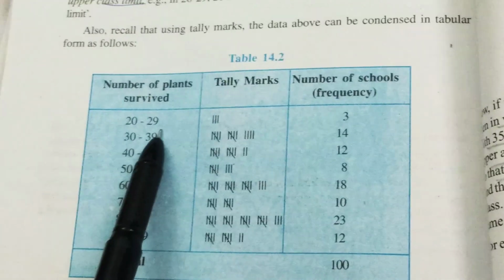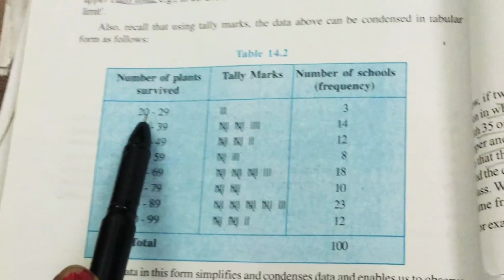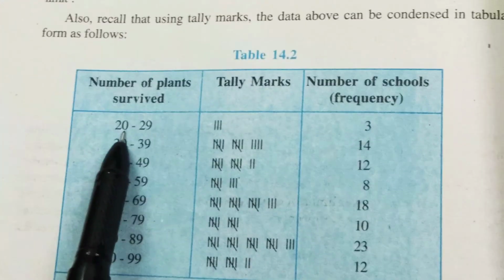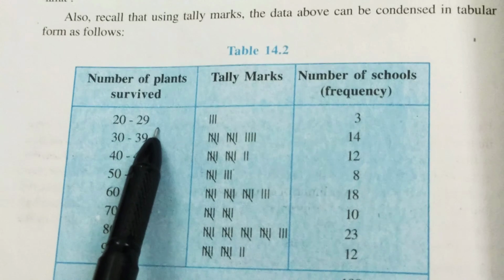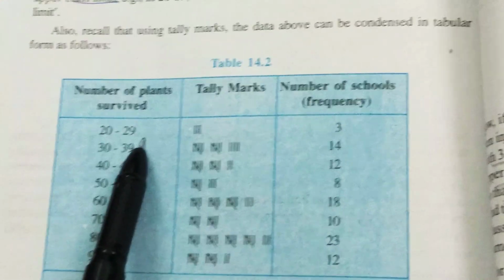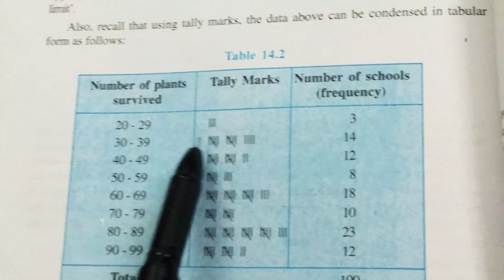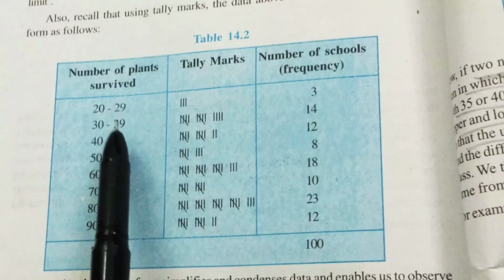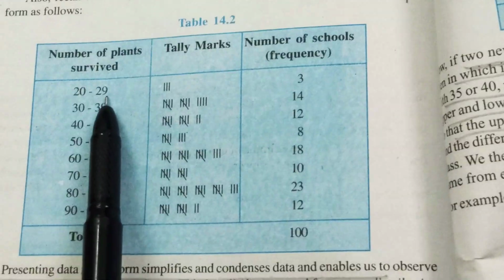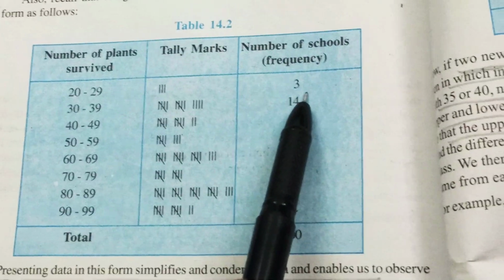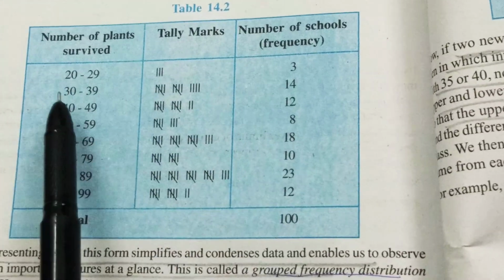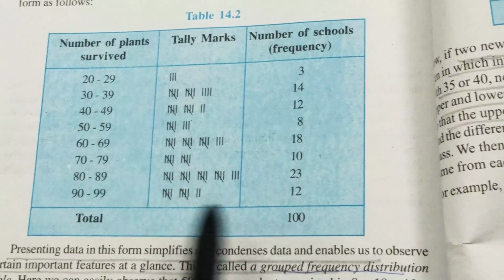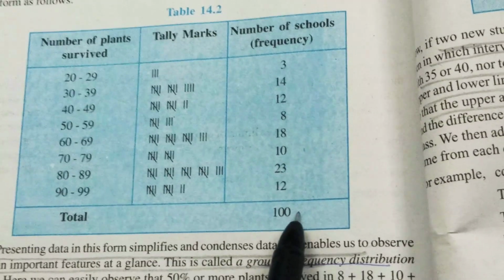In that case, this 20 is called the lower class limit, which is the least number, and 29 is called the upper class limit. You all have learned the tally mark in your previous classes also. So whatever frequency between 20 to 29, how many plants or how many schools are there, 30 to 39, how many schools are there, and so on. You will just see the figure, see the observation and note it down.